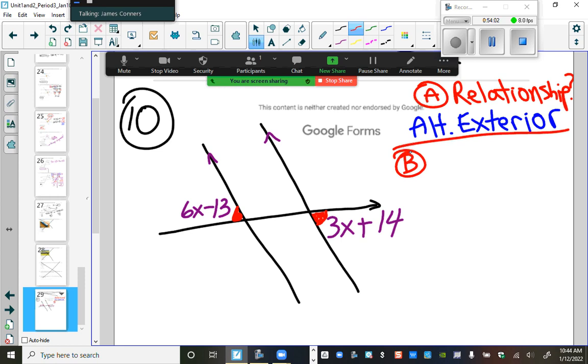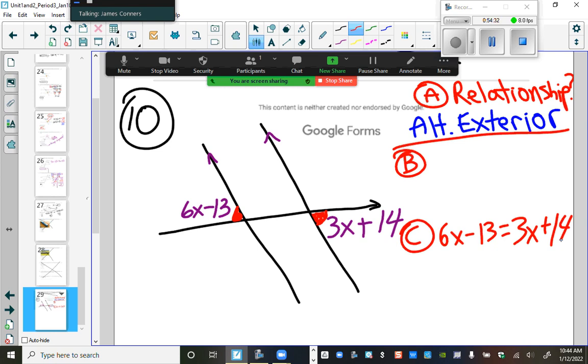No, we would have to do it like that. We would have to lay it out like that. What do you mean by like that? 6x minus 13 equals 3x plus 14. Okay, so 6x minus 13, Catherine, you're saying is equal to 3x plus 14. Yeah. Okay, that's our equation. I'll agree with you on that part.